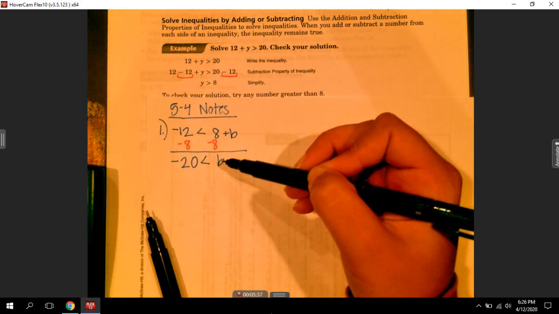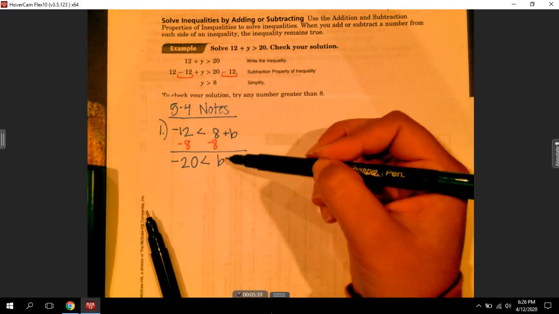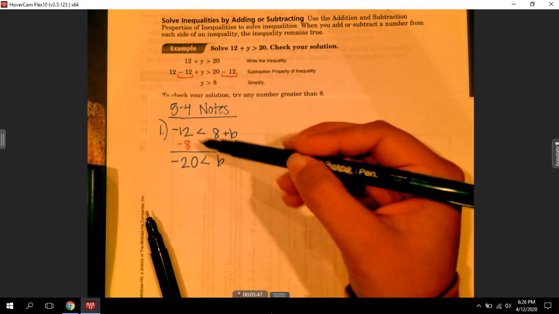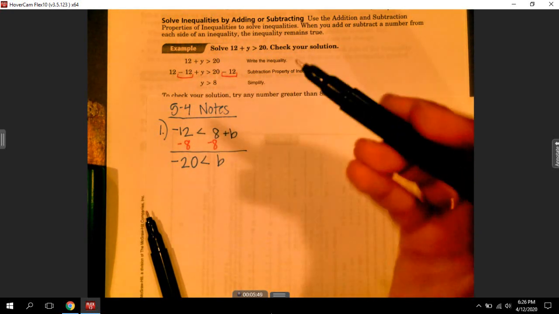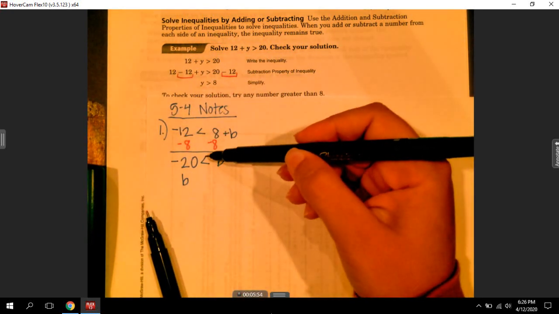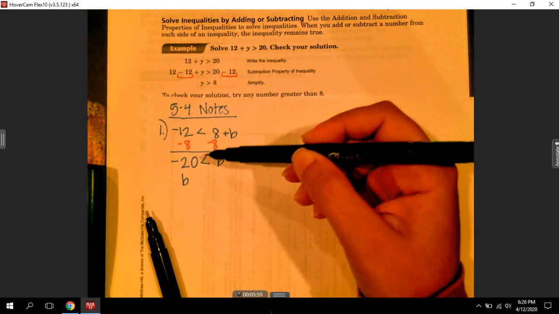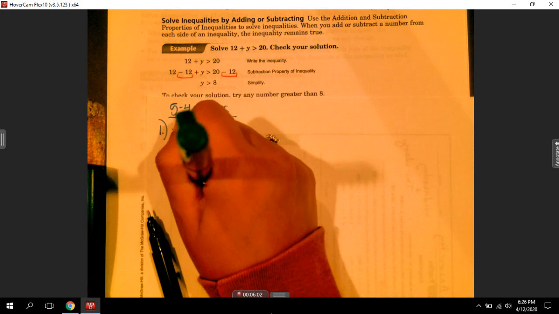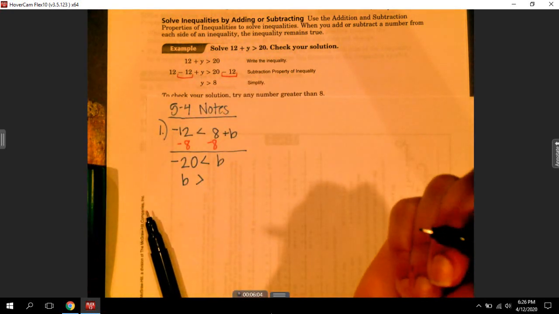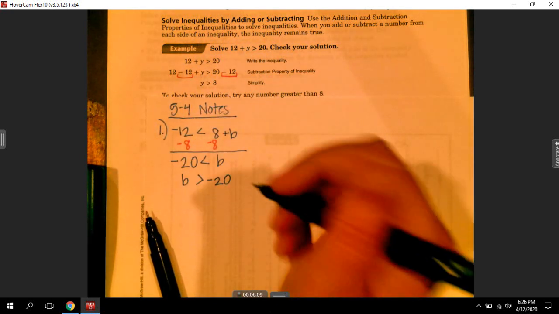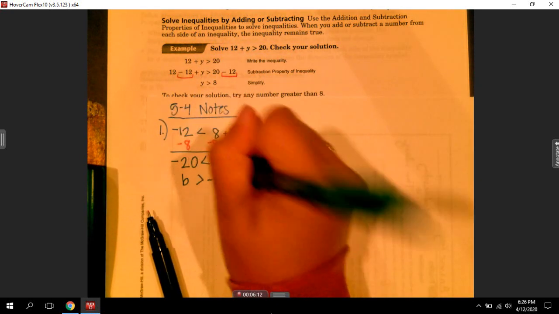Remember last week how I said that we normally like to keep that variable first? You can keep that variable first because it's going to make a little bit more sense, especially when you go plug in numbers. So you can rewrite this as b is greater than, okay, so you still want to keep that open side closest to the b. So this inequality is just simply going to flip because we're writing it in the opposite direction. So this could also say b is greater than negative 20. So either or, those are the same answers.